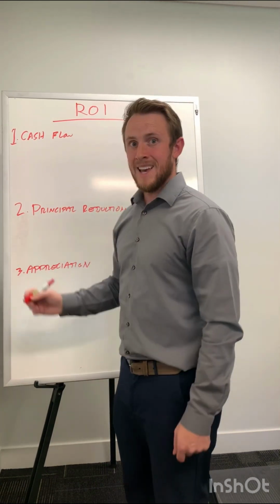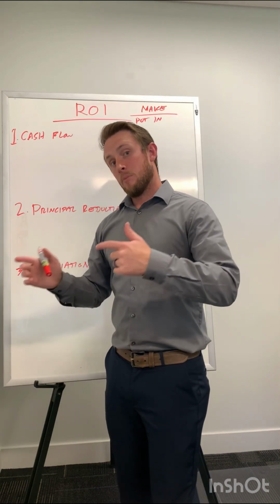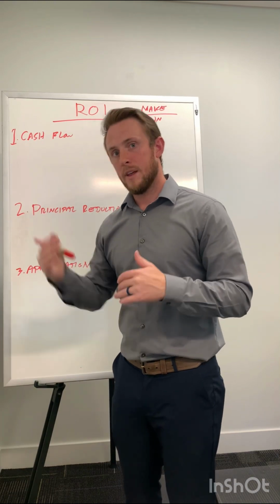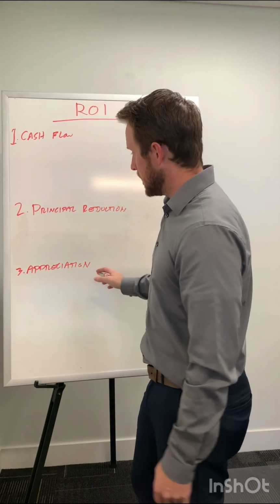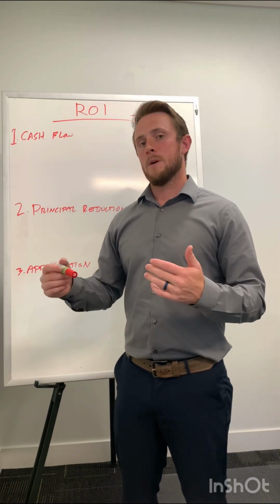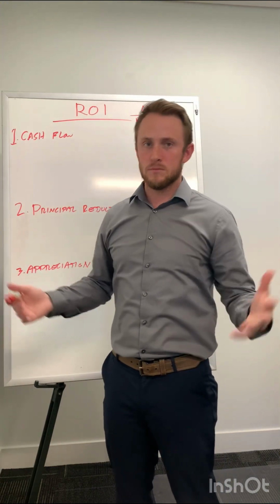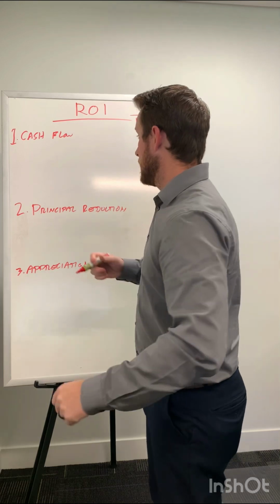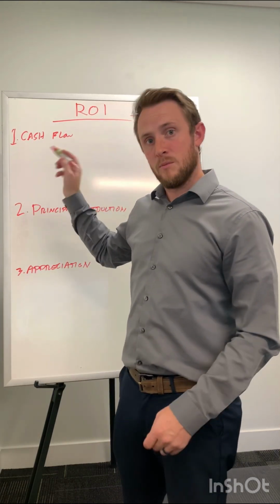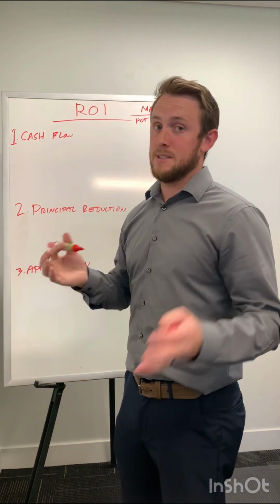Principal reduction, that is when you rent out that property, somebody else is paying down that mortgage for you. That's what that is. Appreciation, something we're also familiar with. That's over time, your home increases in value. That's appreciation. So we'll go through an example right here with some numbers, do some math, and hopefully it makes sense.